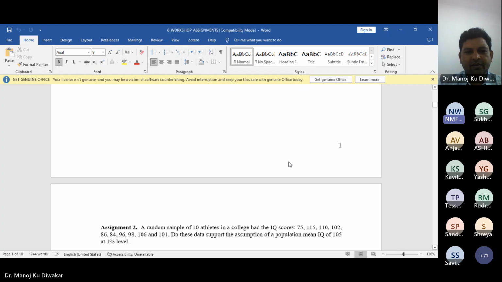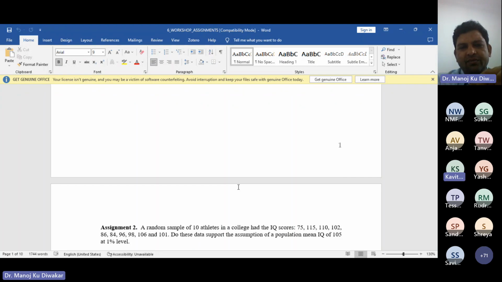I think Kavita had raised her hand. Yeah, Kavita, please. It's a one sample t-test. One sample t-test, okay. What are the others saying?